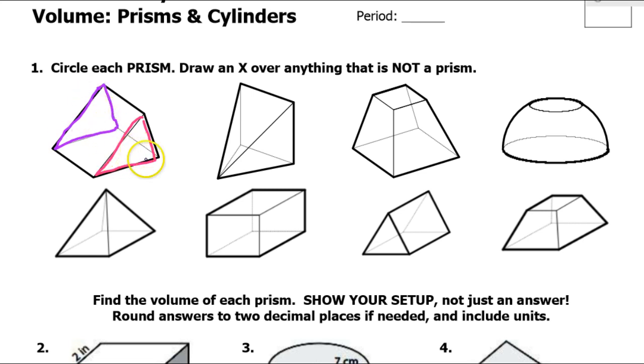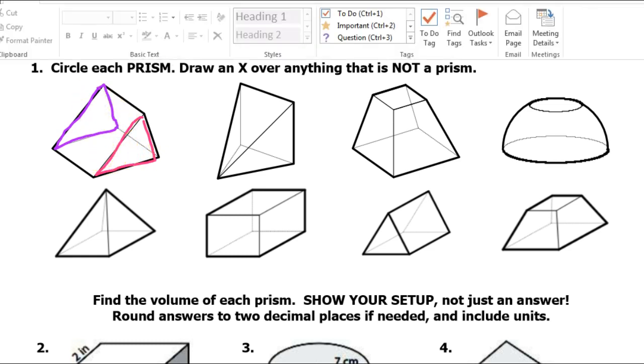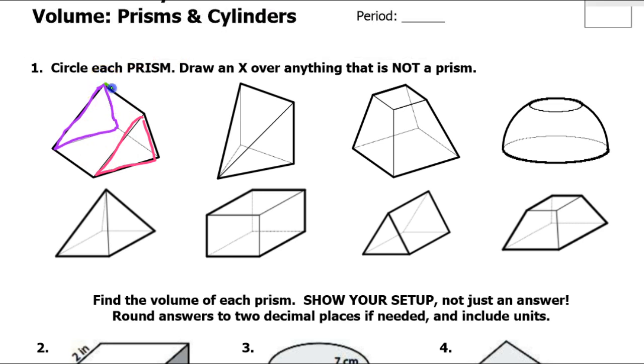So when you have congruent shapes, congruent polygons, and then those are connected by their vertices, then you have a prism. So that definitely makes this a prism. All right? Look for the two congruent bases. Let's see. So I guess we're supposed to circle the ones that are. So let's circle that.